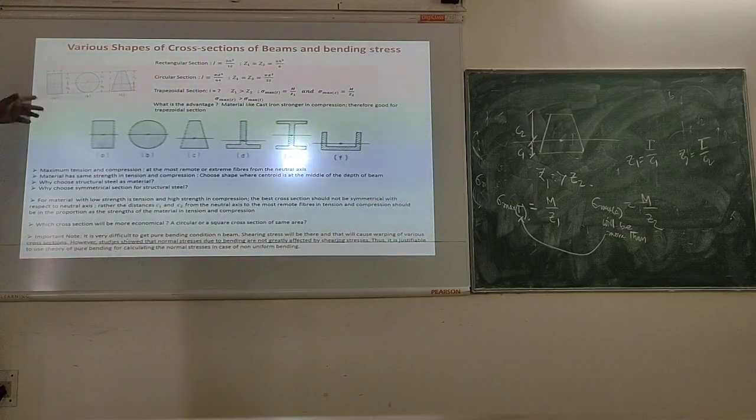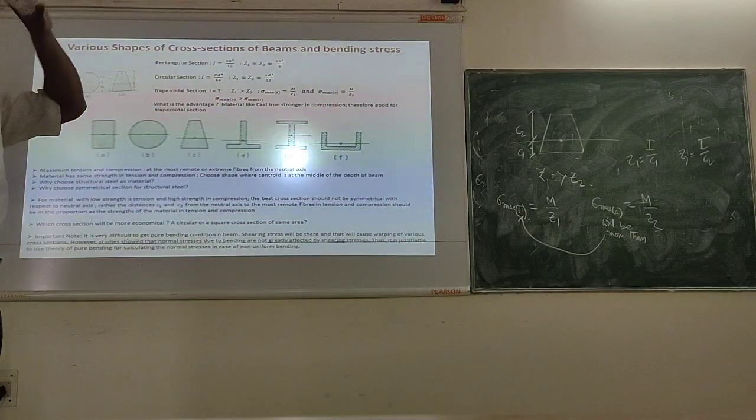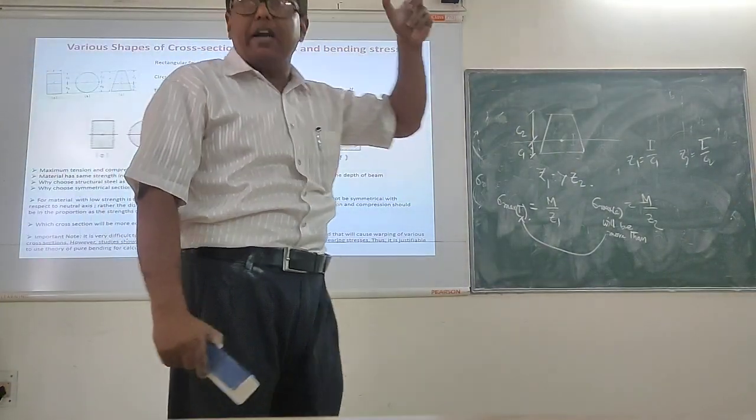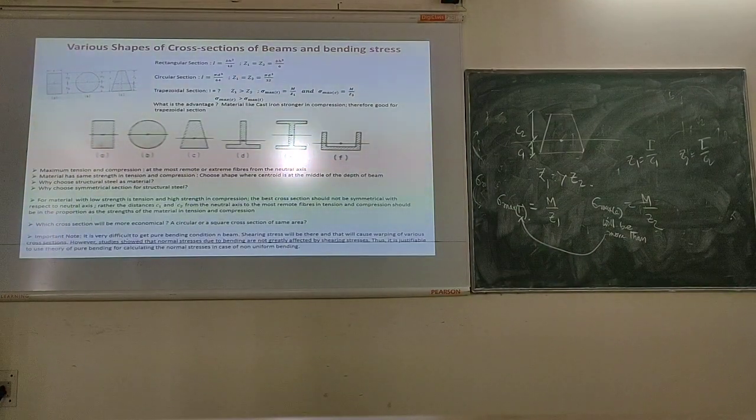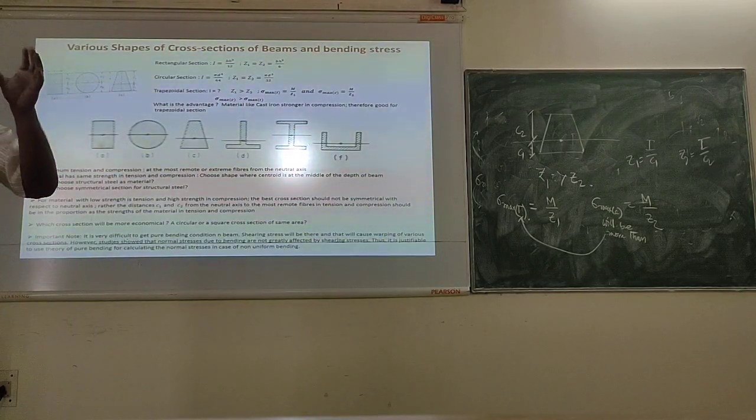If you take the case of steel, steel is such a material which is very good in tension as well as very good in compression. So that's why in steel you can use any kind of section. However, if you want to use a cast iron section and you go for a rectangular section, then you will not get the full advantage of the material, and you will not get the advantage of the economical design of the section of the beam.